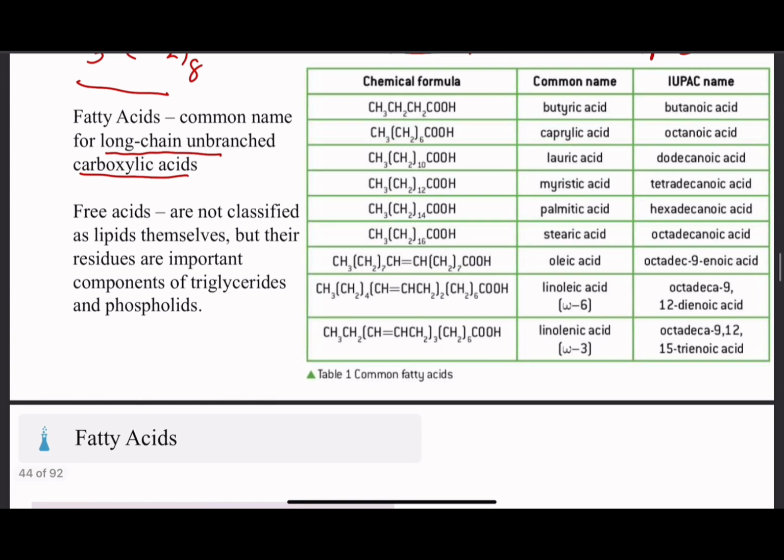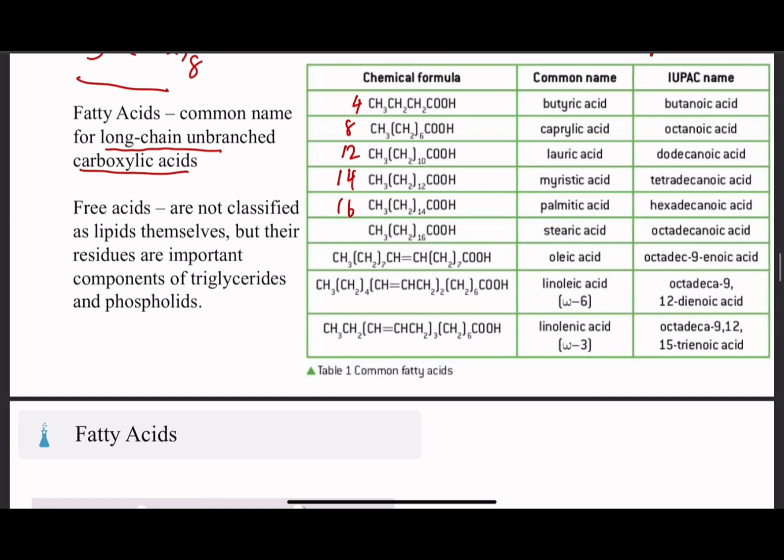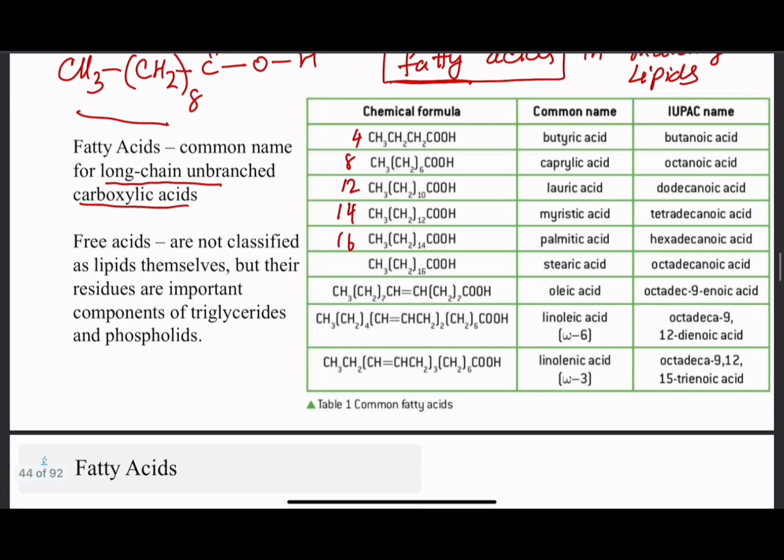Even if you check in here, we started with 4 carbons, and then we've got 8 carbons, then 12 carbons, 14 here, 16. So the longer it gets, and we have names for them. We have common names, and we have IUPAC names. We know that for 4 carbons the root is butan, so we call it butanoic acid. The common name is butyric acid, and we know that we can find it in butter.